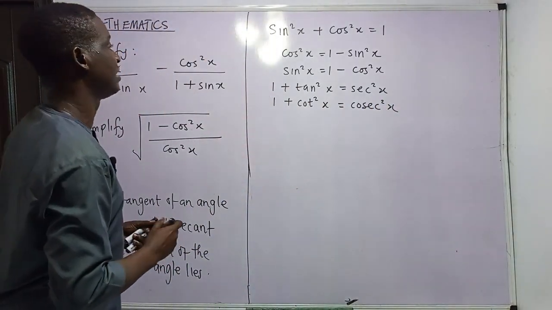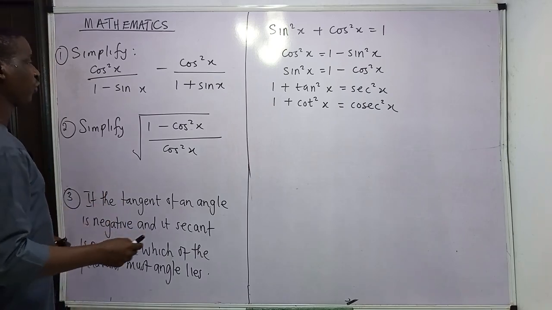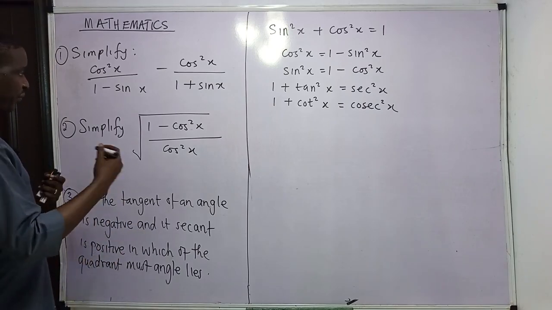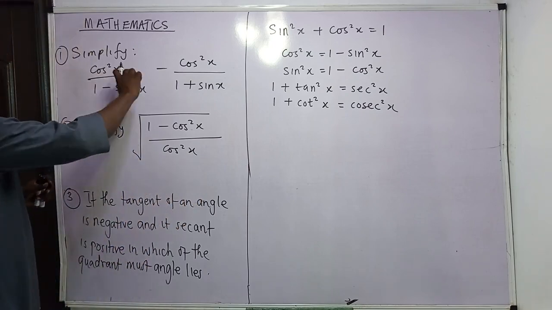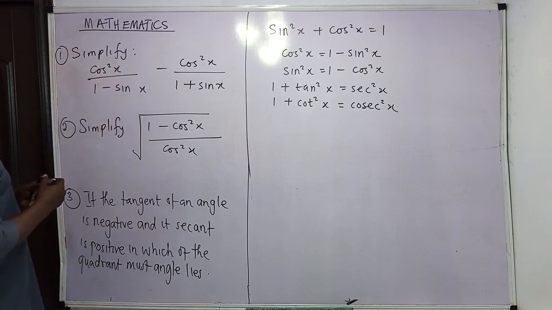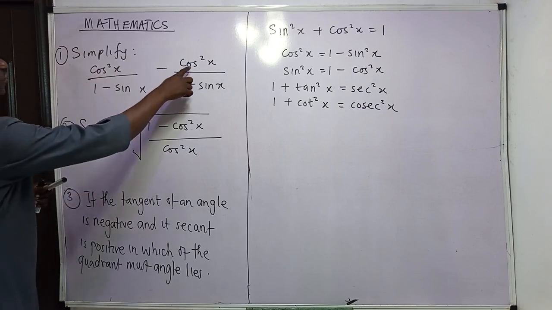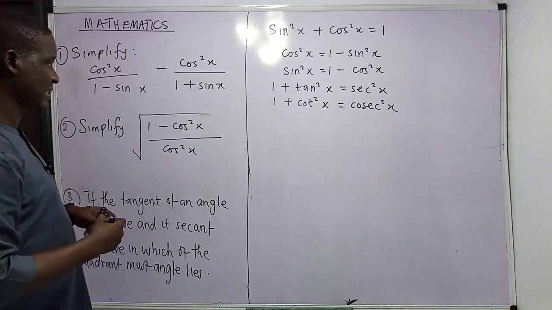So these are the basic things you should know for now. I've given you some in our last video, or previous ones, so check the other videos and you will see it. Now there is a question that says: simplify cos square x over 1 minus sine x, minus cos square x divided by 1 plus sine x.